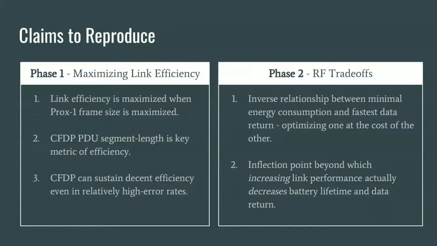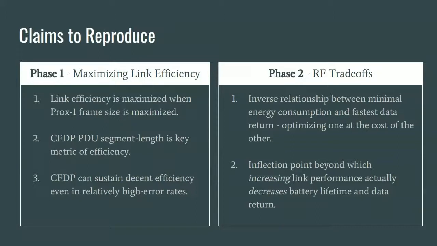Moving on to the RF level trade-offs that could be made, one of the key claims was that there was some kind of inverse relationship between energy consumption and data return, meaning that if you wanted to minimize the amount of energy needed to downlink a file, you had to accept a higher time needed to downlink that file. The flip side being that if you wanted to get a certain amount of data down fastest, it would cost you more energy. And in the paper, it formalizes that, and we reproduce that here.